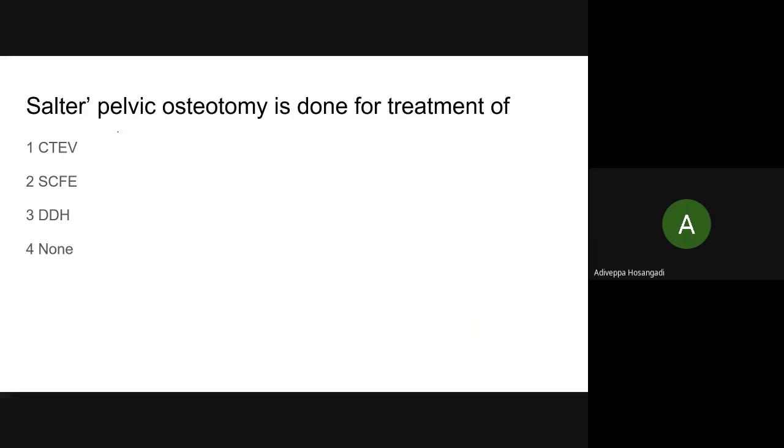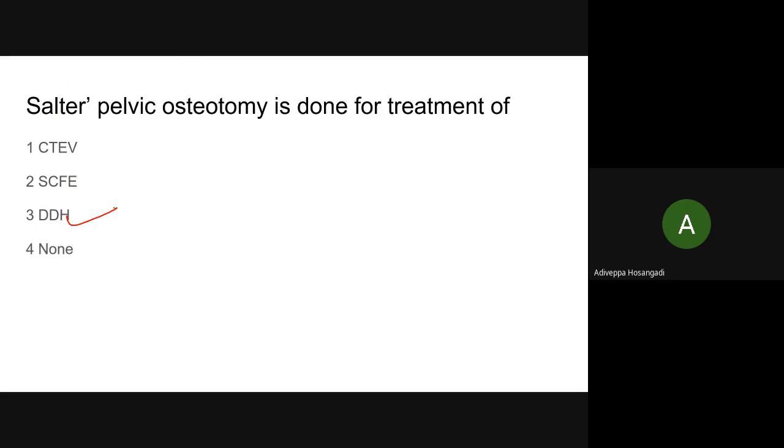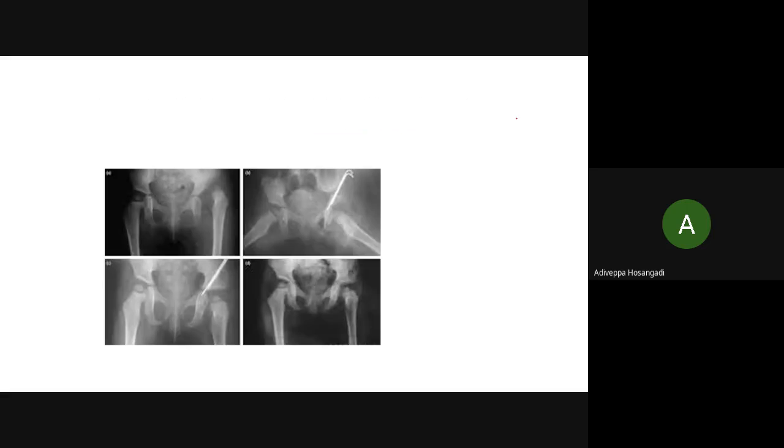Salter's pelvic osteotomy is done for the treatment of which condition? Pelvic osteotomy, it is common sense, isn't it? CTV is the foot. So it can be SCFE or DDH. In slipped capital femoral epiphysis, you are not doing anything on the pelvic side because it is normal. In DDH only, there is a problem with the acetabulum. You have to do a corrective osteotomy. So the answer is DDH. Salter's pelvic osteotomy is done in the treatment of DDH.